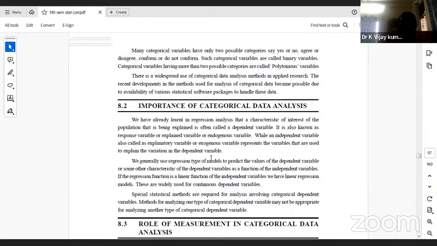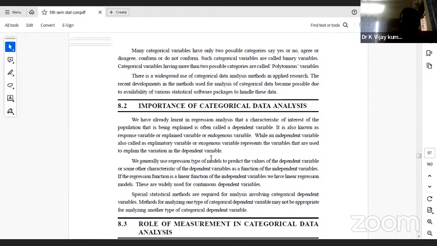We generally use regression types of models to predict the values of the dependent variable, or some other characteristics of the dependent variable, as a function of the independent variables. If the regression function is a linear function, we have linear regression models. Usually the dependent variable is continuous. Why? Because continuous means there is no gap: 1, 2, 3, 4, 5, 6, 7, 8, 9, 10, there is no gap. That's why we can take continuous dependent variables here.